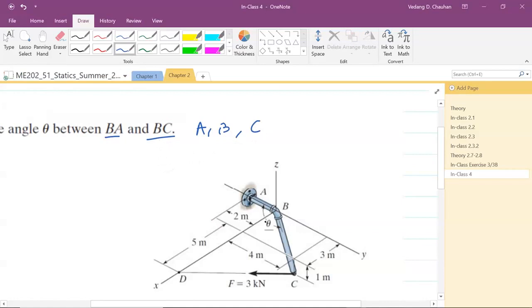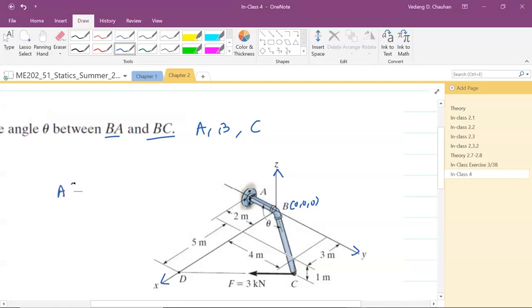So step number 1, and there are 3 important points here: A, B, and C. So first step is get the coordinates of these points relative to the origin, and origin of the frame is at B, which is 0, 0, 0. So B itself is at the origin, which has X, Y, and Z coordinates 0. X is positive going this way, Y is positive here, and Z is positive going up. So let's calculate the coordinates of point A, B, and C.